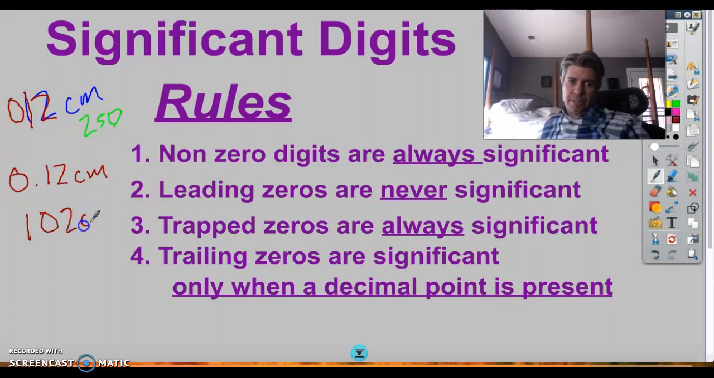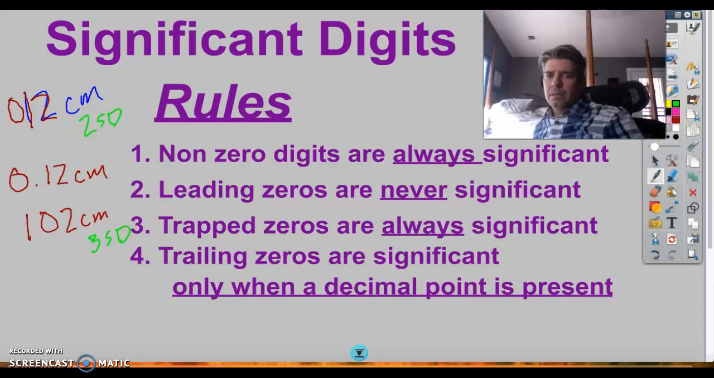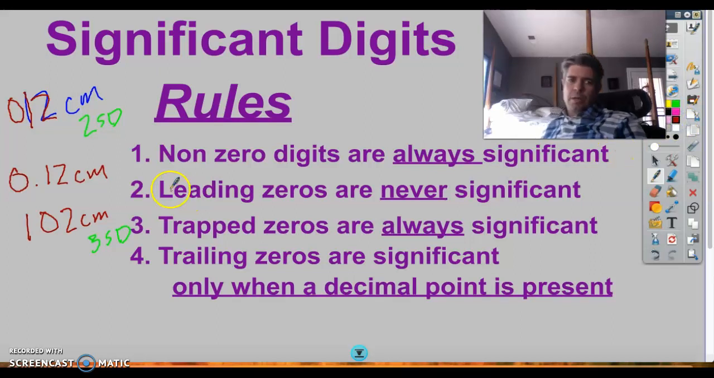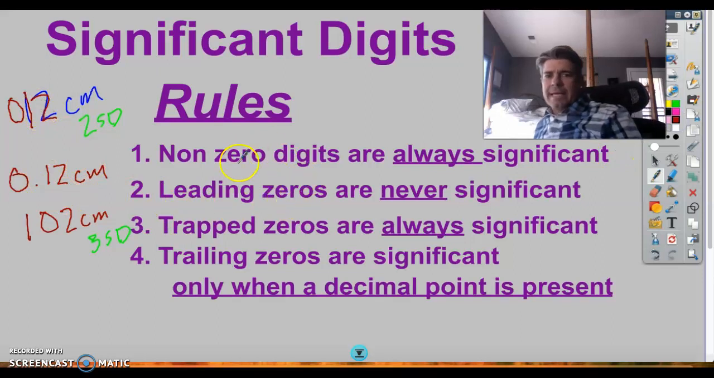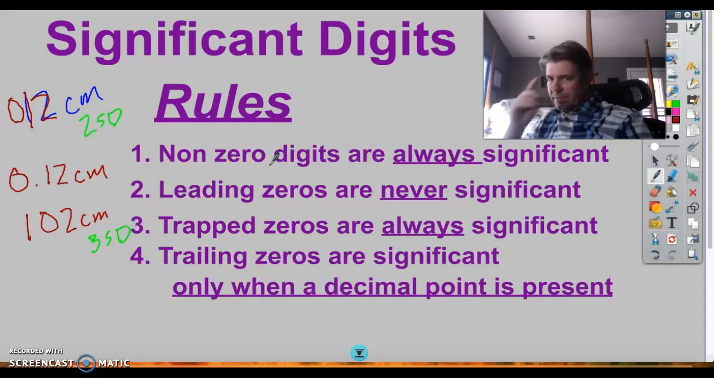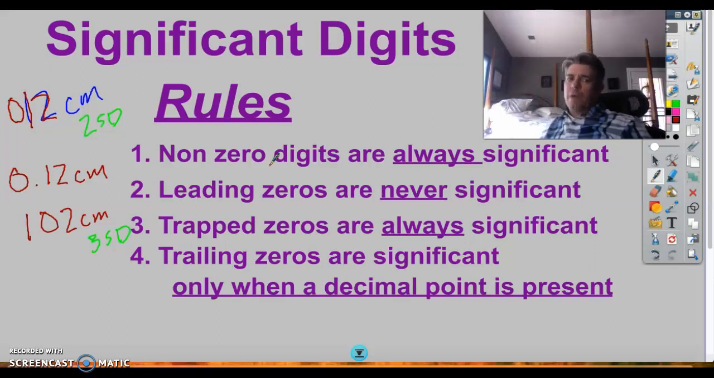What if you had 102 centimeters? A trapped 0. Now you have 2 non-zeros, those are significant always, and 1 trapped zero. So this has 3 significant digits, 3 SD. Now the last one is the hardest one. Trailing zeros are significant only when there's a decimal point. When I say leading and trapped and trailing, it's all based on those non-zero digits, not the decimal. It's all related to that non-zero digit.